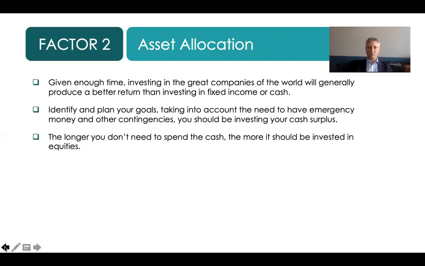So once you've identified all those, your goals, your objectives, you take into account you need emergency cash or emergency money and all of the other contingencies, you should be investing that cash surplus. And it's quite a simple statement, but it doesn't necessarily mean that that's what people do. It's simple, but it's not easy. So the longer you don't need to spend that cash, the more it should be invested in equities. And we'll come on to some of the factors that will affect this type of statements, because it's quite a sort of bold statement to say that you should be invested in equities.